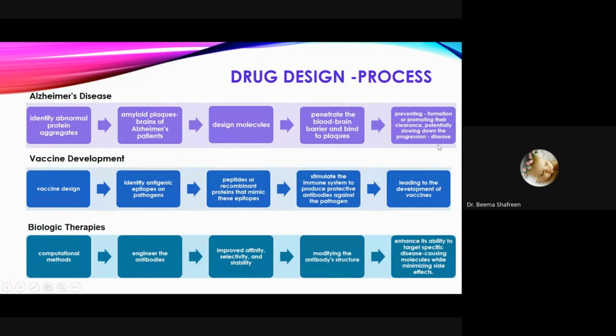In vaccine development, vaccines can be designed by identifying the antigenic epitopes on the pathogens, then peptides or recombinant proteins that mimic these epitopes can be designed. This can lead to the stimulation of the immune system to produce protective antibodies against these pathogens, leading to the development of vaccines. In biological therapies, you have computational methods where you engineer the antibodies for improved affinity, selectivity, and stability, modify the antibody structure, and enhance its ability to target the specific disease-causing molecules, thereby minimizing its side effects.